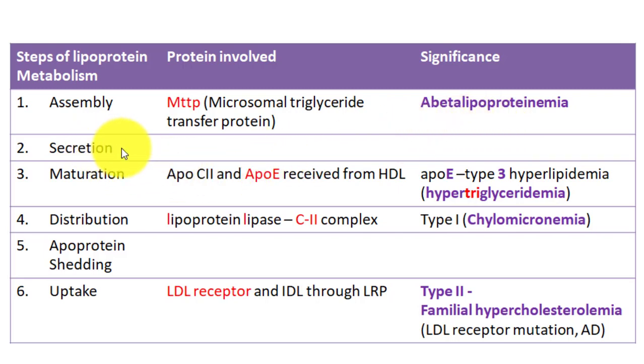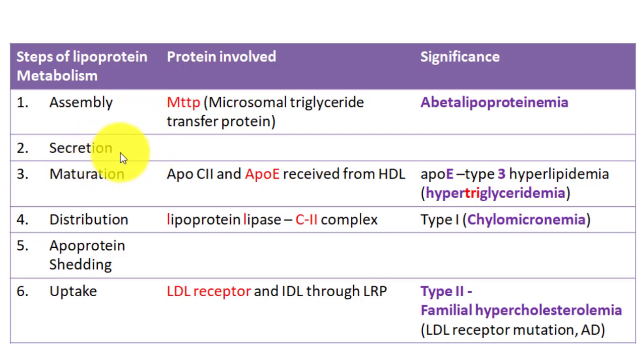Now let's come to the second step. In abetalipoproteinemia, if there is no MTTP, there is no B48, there is no assembly of lipid into B48 or B100, and if there is no assembly, there will be no secretion, and if there is no secretion, there will not be B48 or B100 inside the bloodstream. Secretion after assembly occurs through exocytosis, and assembly occurs in the endoplasmic reticulum.